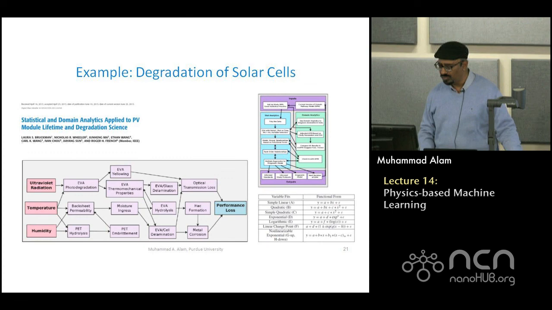And these are various components of a solar cell. For example, EVA is the encapsulant, and then you have a backsheet which holds the thing back. And then you have PET, polyethylene. I'm forgetting what the T stands for, but anyway, components of this. And then the physicists over the years have also understood how things happen. For example, moisture can go in, there can be a hydrolysis reaction.